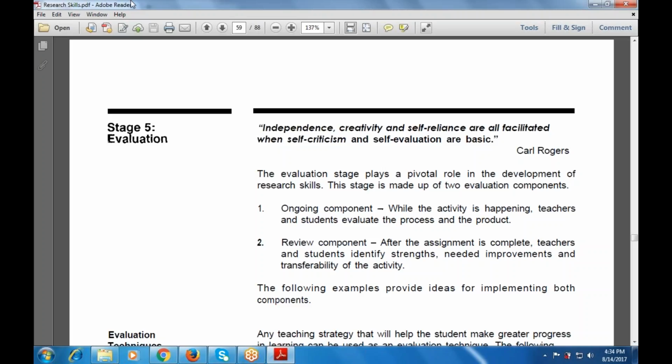While the activity is happening, teachers and students evaluate the process and the product. And after the assignment is complete, teachers and students identify the strengths, needed improvement, and transferability of the activities. The following examples also provide ideas for implementing both components. Either evaluation makes a vital role in the development of research skills.